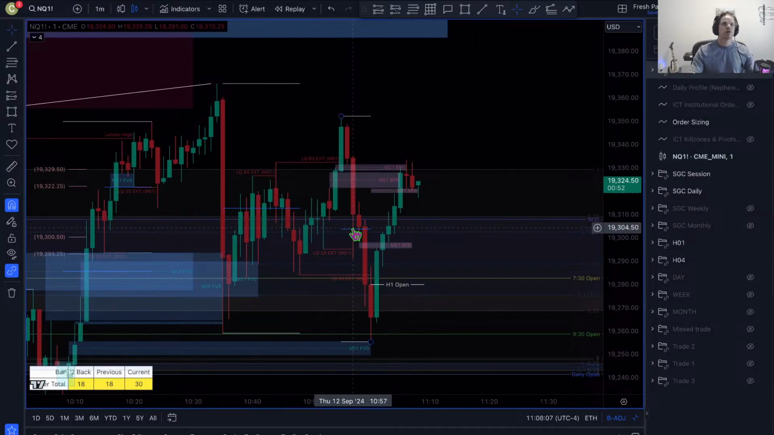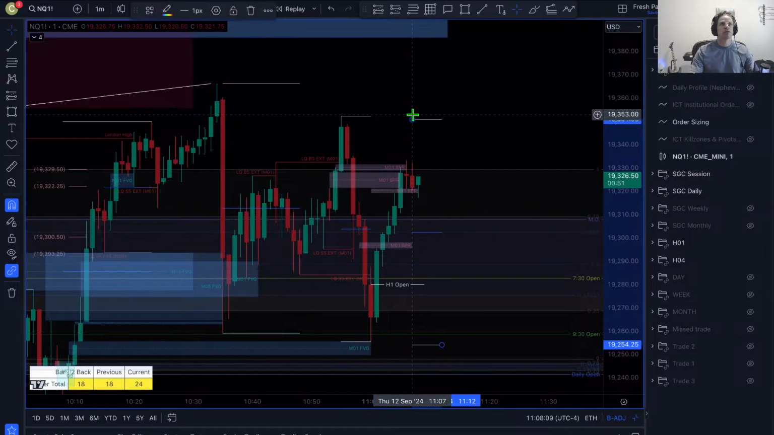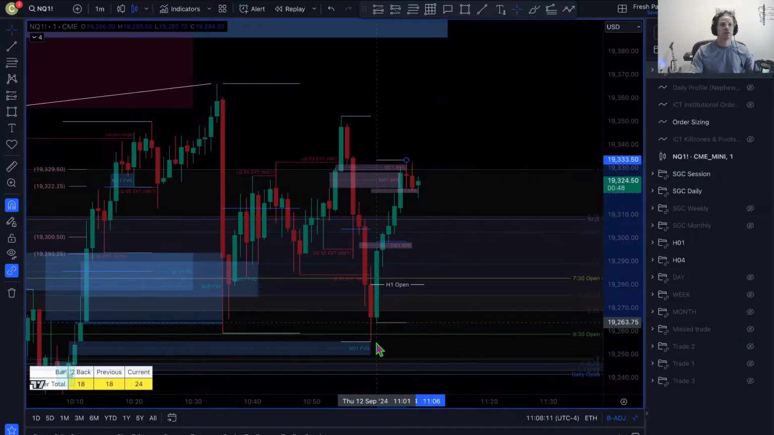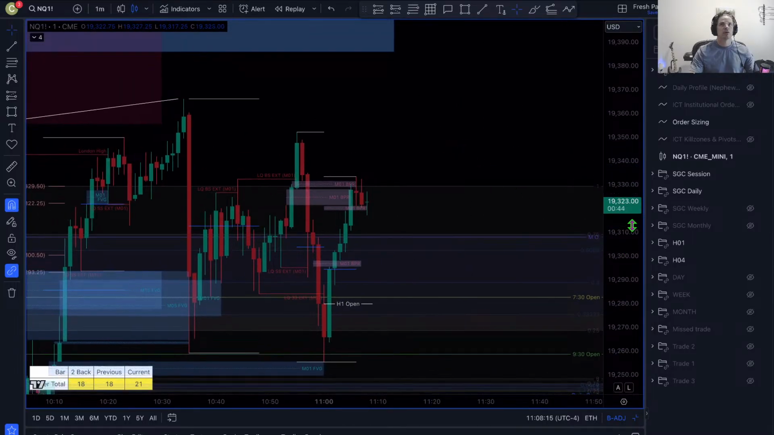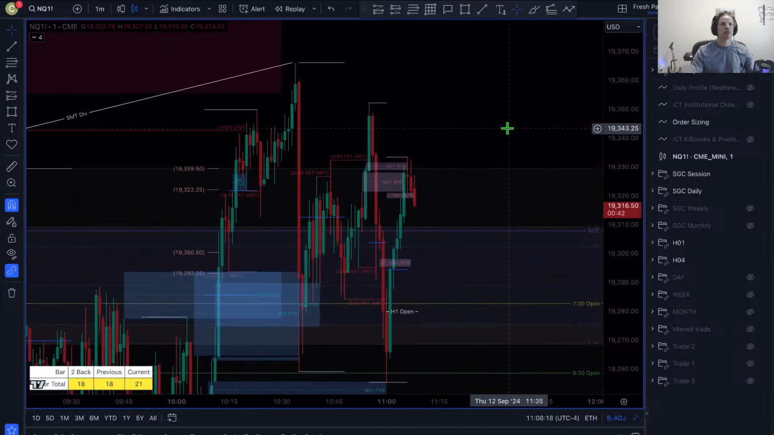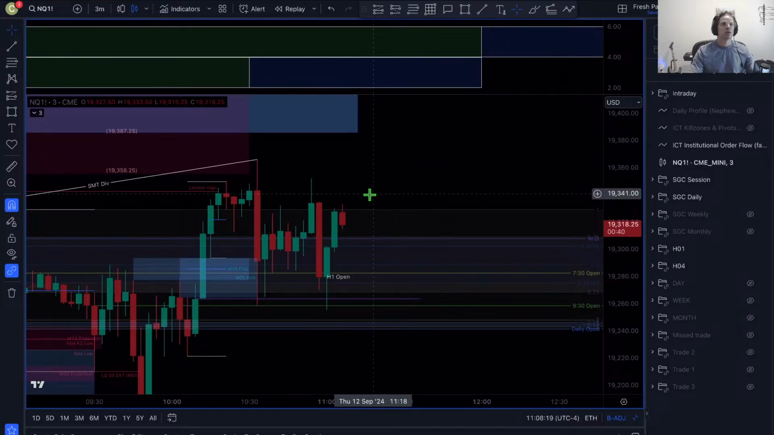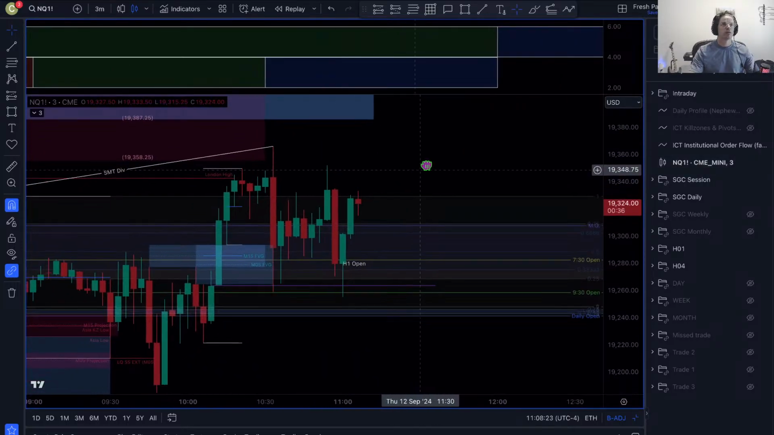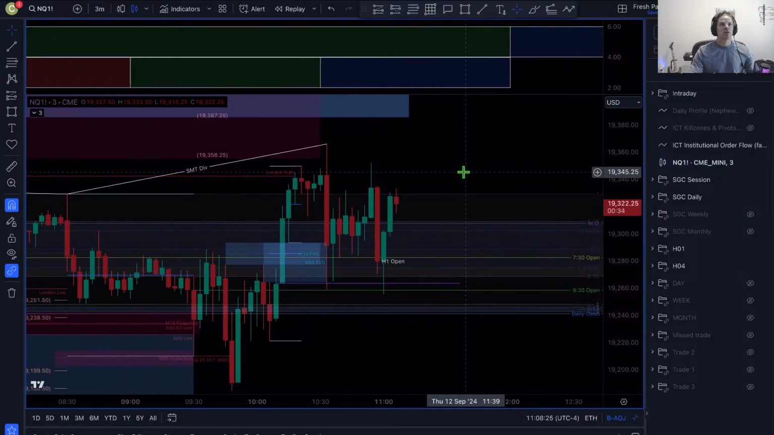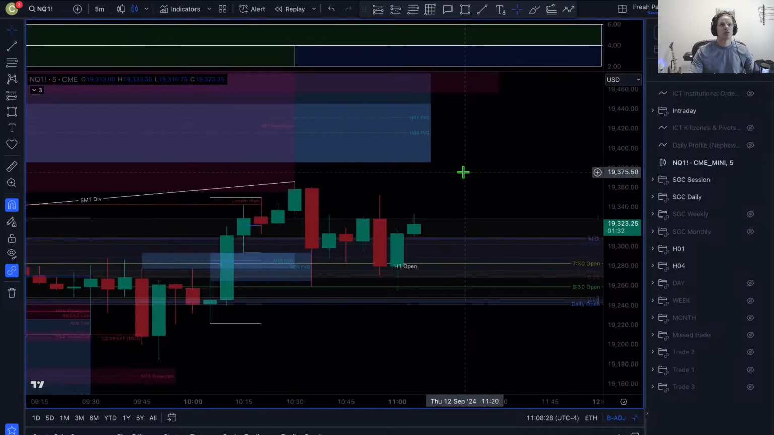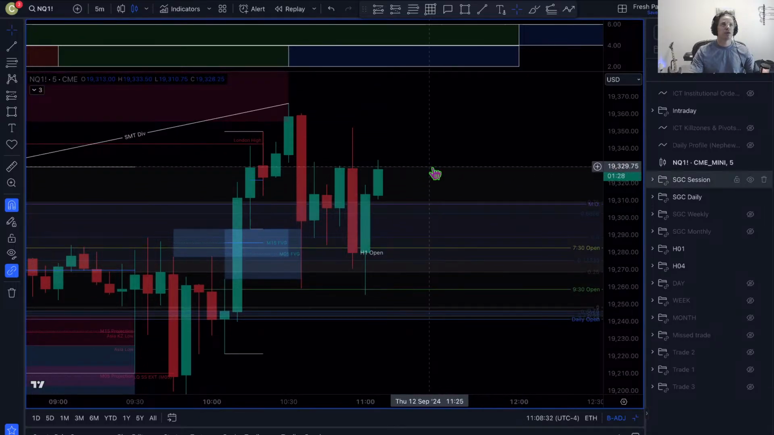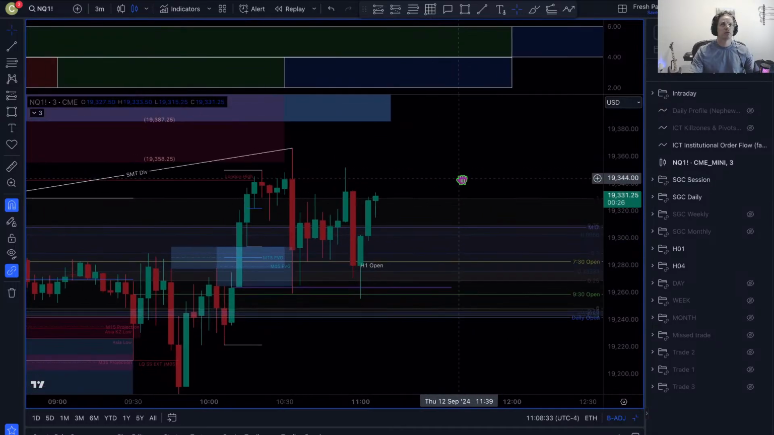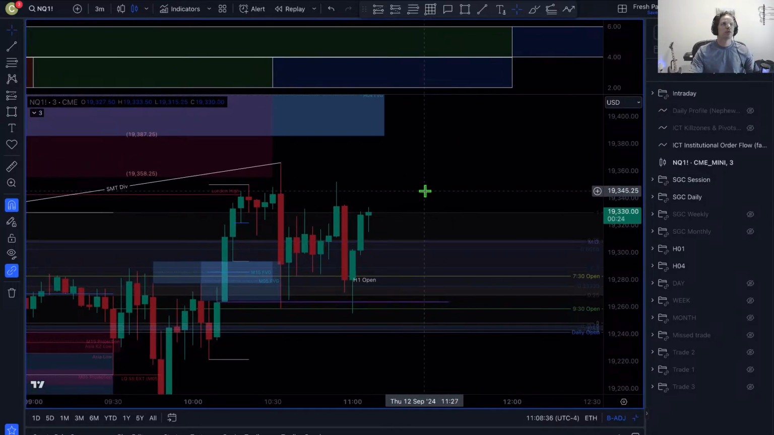If we treat this as the reversal structure, I would want to see some sort of M1 ERL, internal ERL swept there. We are holding this balanced price range, which is nice so far. Notice that the M3 is not looking likely to close above this, which would refute the longs. M5, we could still see the M5 close above there. M3 close above, then I really like.